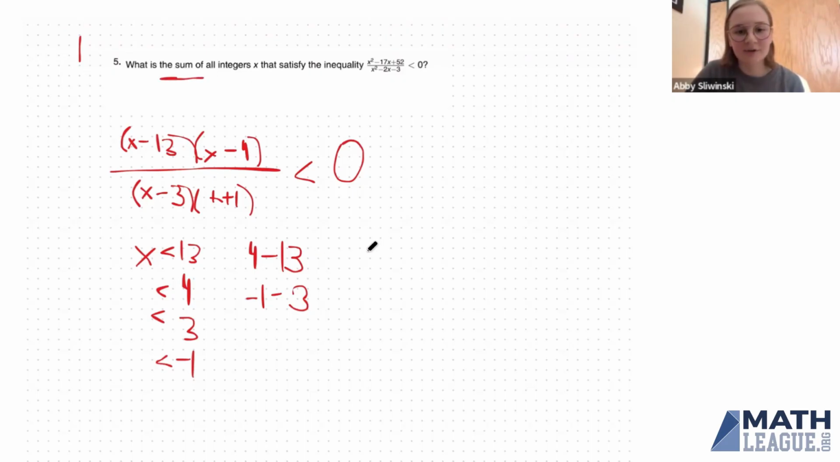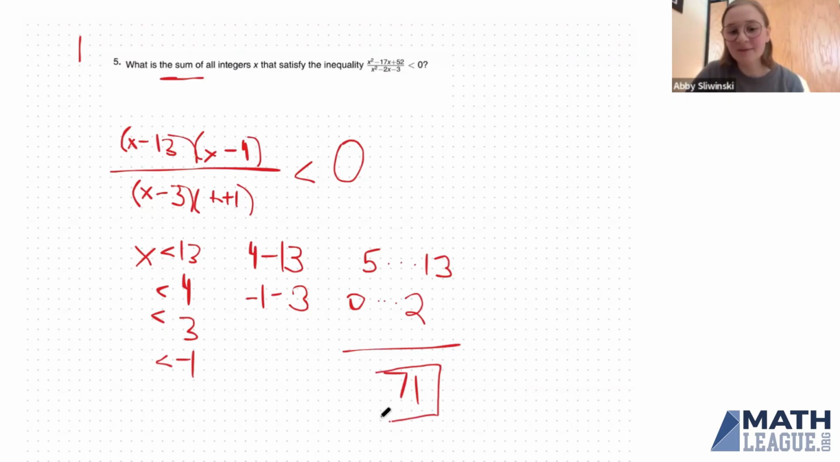So then we want the sum of all integers x. If we add up all the numbers 5 plus 6 plus 7 plus 8 plus 9, 10, 11, all the way up to 12. Remember, don't include 4 or 13. And then plus 0 plus 1 plus 2, don't include 3. The sum of all these numbers gets us 71. So try it out or take my word for it, but 71 is the answer.